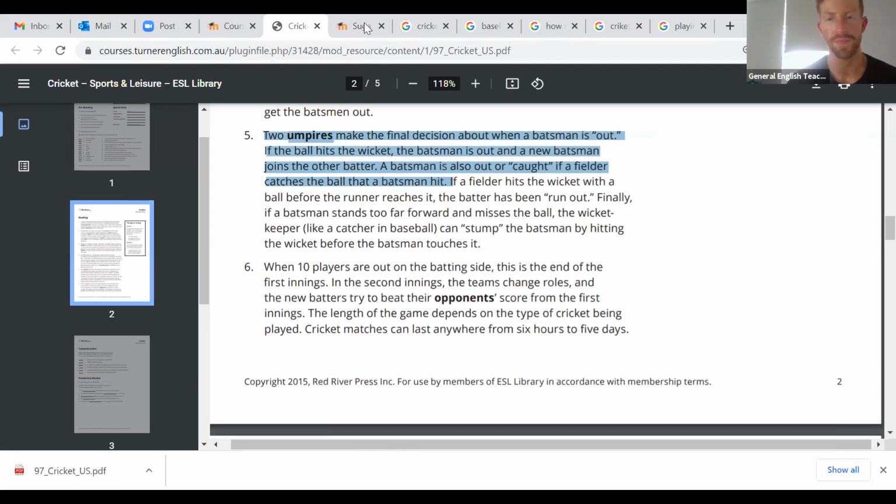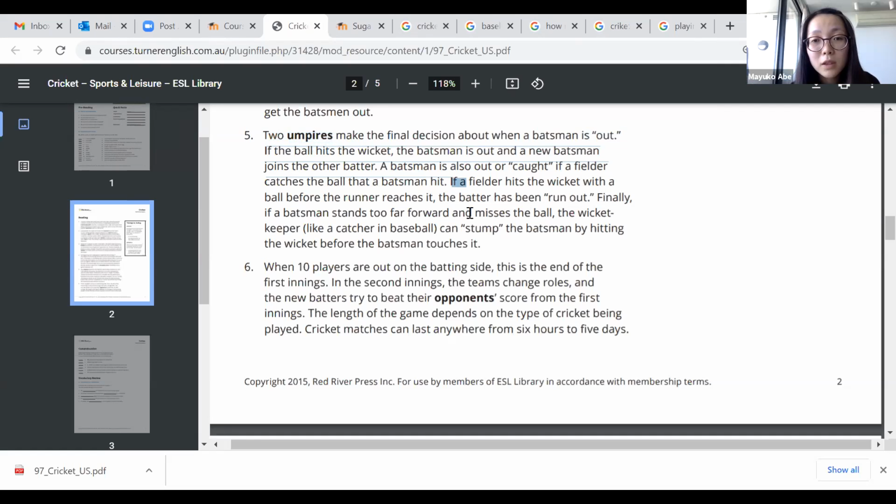Okay. All right. Cool. So basically, being out means that you get off. You can't play anymore. Okay, out. And the two people on the side decide who's out. Okay. All right. Who's next, Mayuko? Didi?